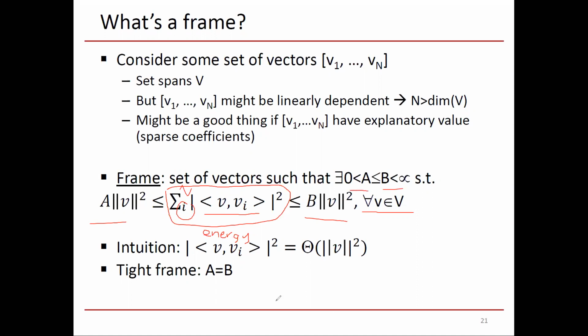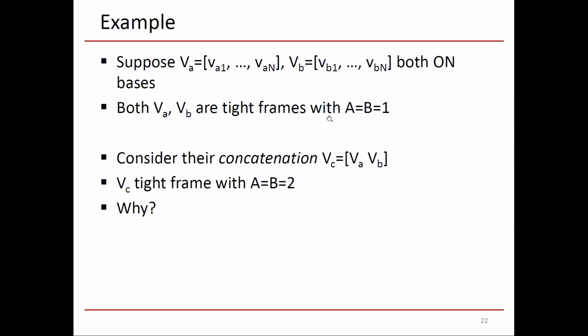So our intuition is as follows. If you look at the inner products between v and vi and you arrange them as a vector, that vector, its squared L2 norm, its energy, is going to be theta of the energy of the original signal. So that's a frame, and for a tight frame, A is equal to B. So let me provide an example.